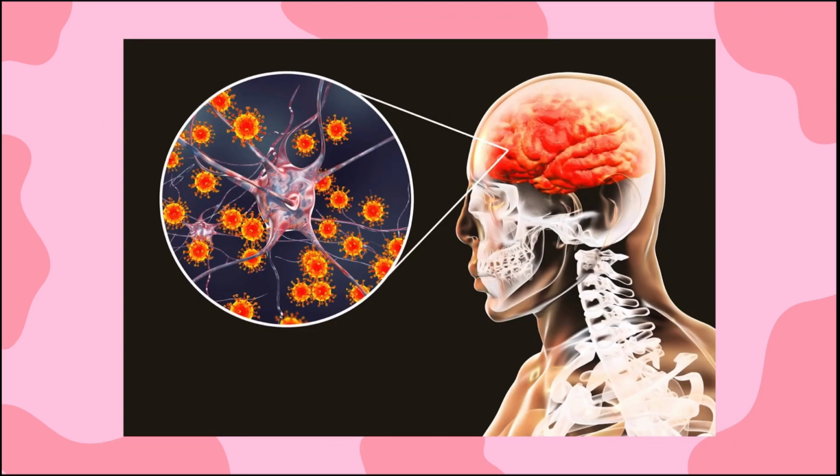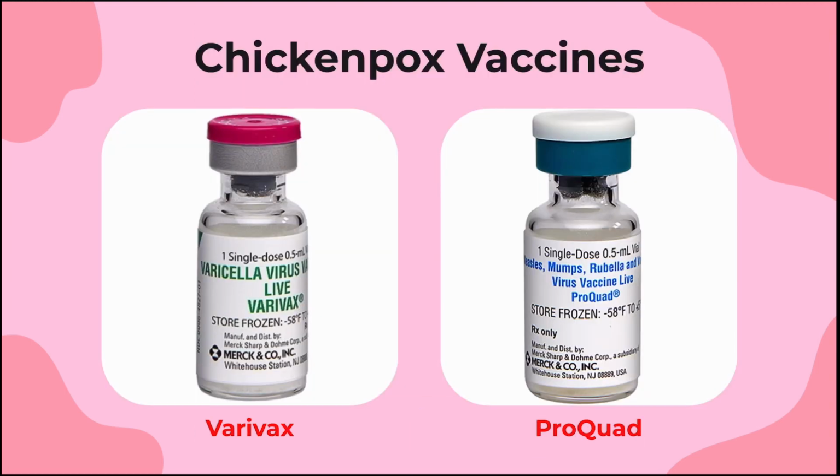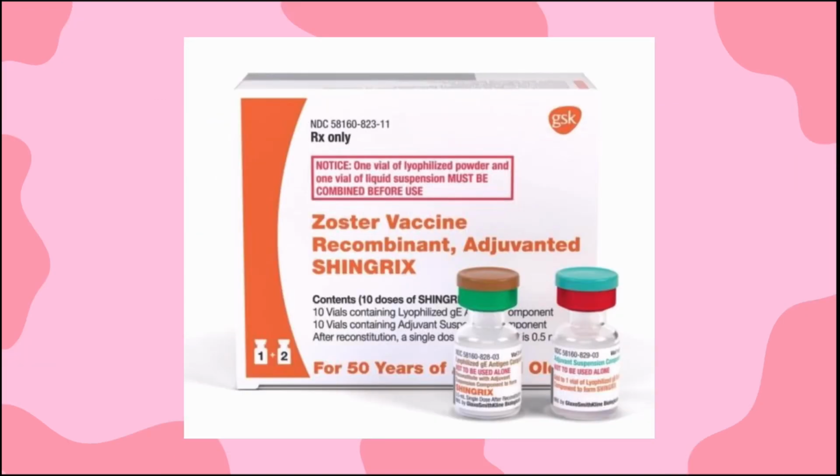The most sensitive method for confirming a diagnosis of varicella is the use of polymerase chain reaction to detect VZV in skin lesions. Vesicular lesions or scabs, if present, are the best for sampling. There are 2 chickenpox vaccines that are licensed in the United States, Varivax and Proquad. RZV Shingrix vaccine is a recombinant subunit vaccine, and it is currently the only zoster vaccine licensed and available for use in the United States.